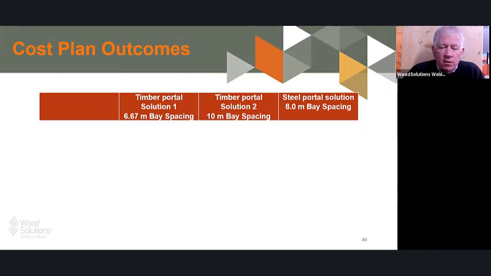Now, just to remind you that the full details of these cost plans are available in the WoodSolutions guide, which has the discussion. So if you want to know more detail, please just go to the WoodSolutions guide.